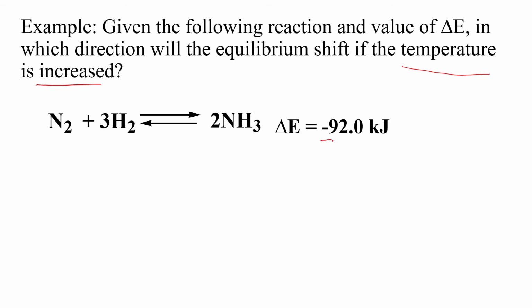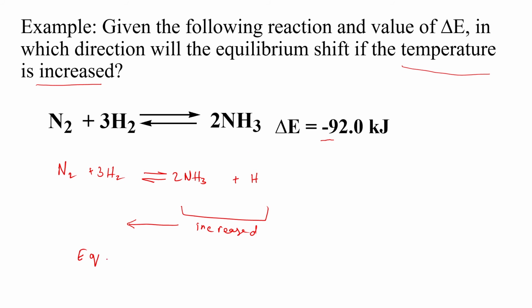So this negative sign indicates that this heat energy is being released in the reaction. So this will be the product of the reaction. Now, if the temperature is increased, that means the product is being increased. And our rule is that an increase in one of the components will make the equilibrium go away from that increase. So the direction of the equilibrium will be towards the left.